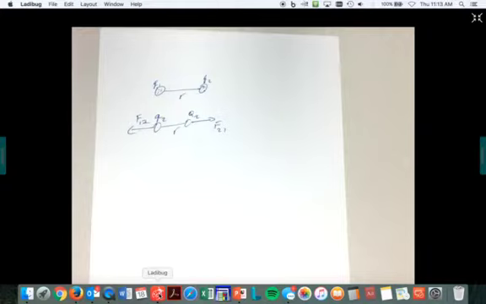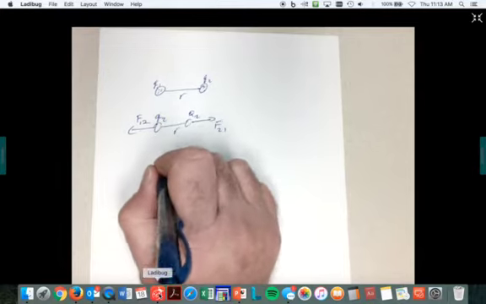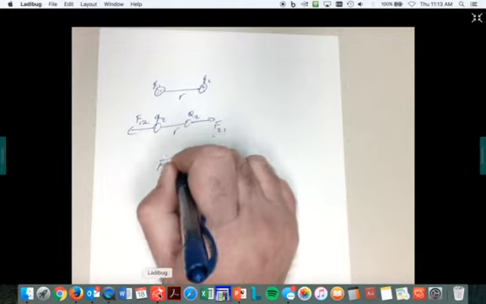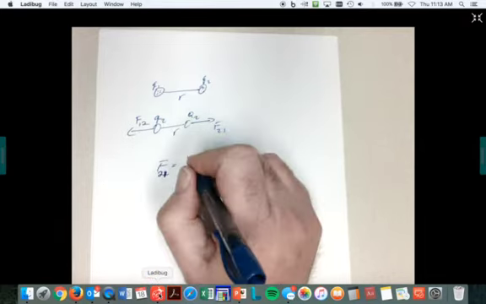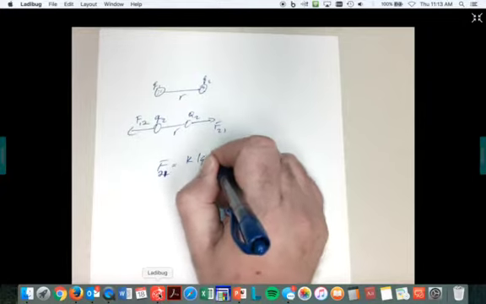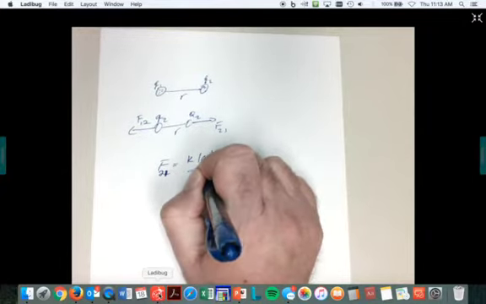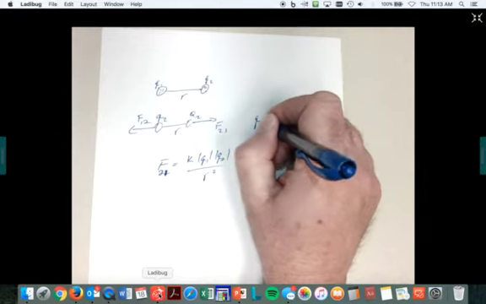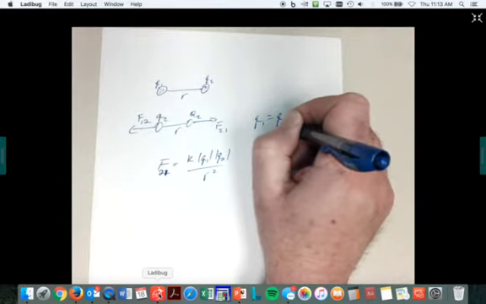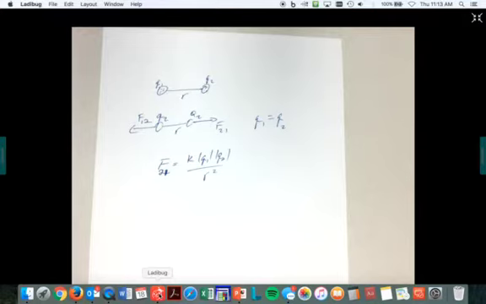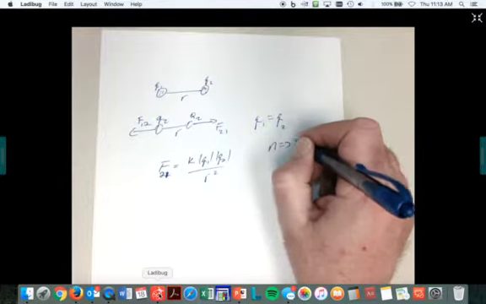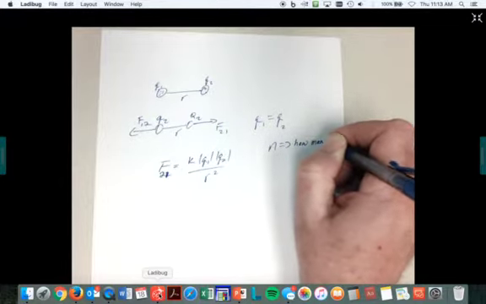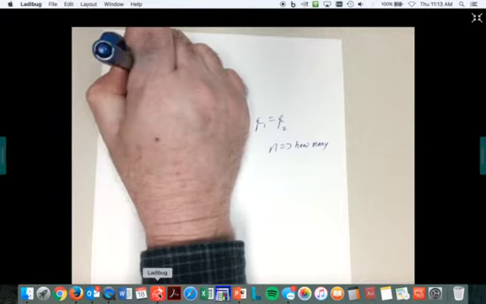Now we've got Coulomb's law, right? So we've got a Coulomb's law problem here. F on 2 by 1 is equal to K times Q1 Q2 over the distance squared. Well, let's do 2 on 1 because then it'll be a positive force. But Q1 is equal to Q2. And we want to come up with N. How many electrons? All right, so this is problem 9.